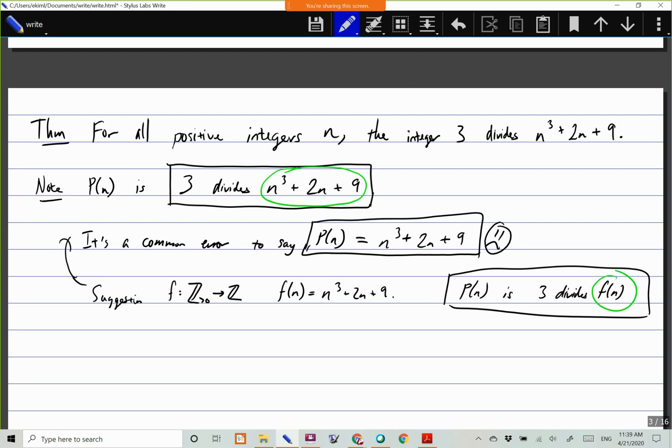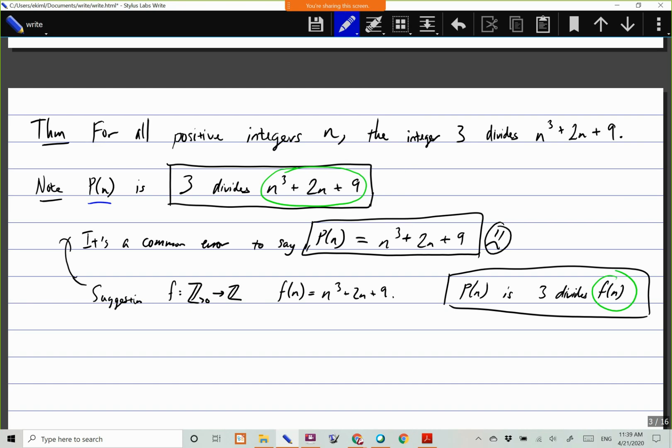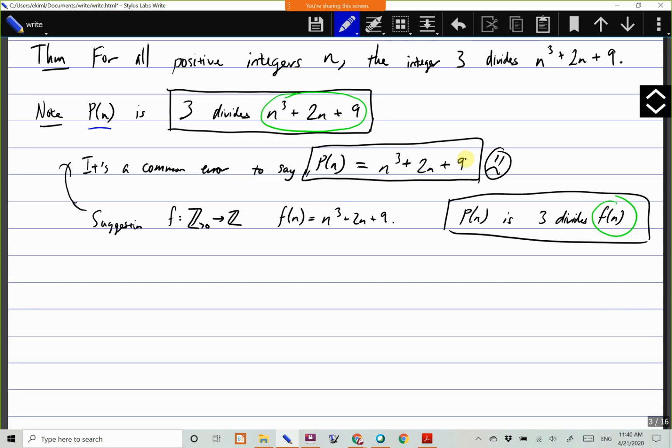You'll notice the issue: trying to use P of n for both a predicate and the output of a function leads to some confusion. Maybe I'm overstating this right now, but the point is, let's be clear that I want P of n to be a predicate. Don't use P of n for two different roles. You're going to get yourself confused and write things that are grammatically incorrect in homework and quizzes, and I don't want that to happen. So this common error, let's cross this out in red.